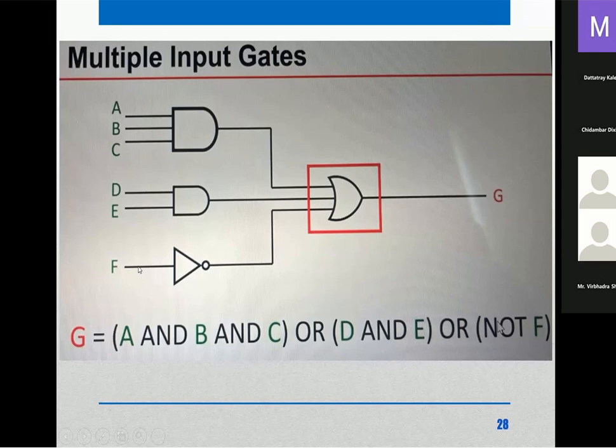And whatever value we provide for F, the opposite of that can be the input to the OR gate and the output will be G. So here we can see G equals A and B and C, or D and E, or NOT F. That is the output of these gates. Is this clear? This is the concept of our classical computer.